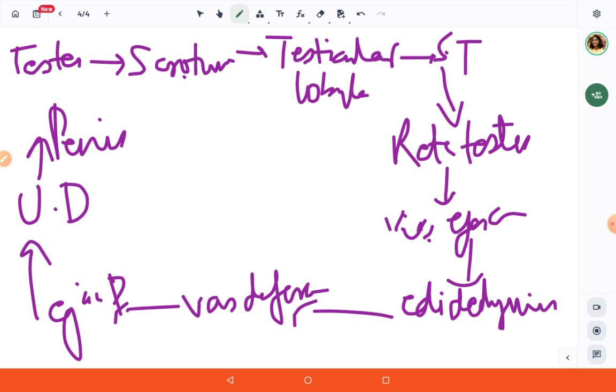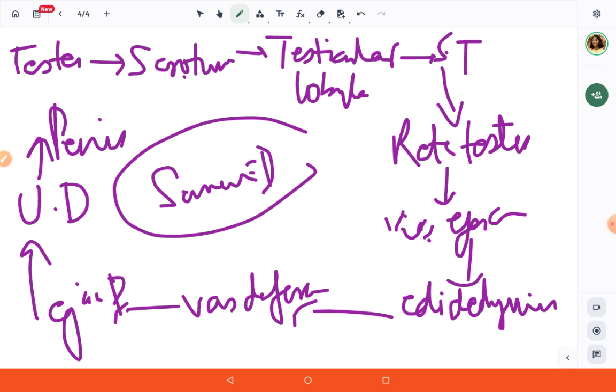And remember semen. There is something called semen. Semen is all the secretions from all the glands plus the motile sperm. That is semen. It is rich in nutrients and fructose. Also the sperm size, one minute.